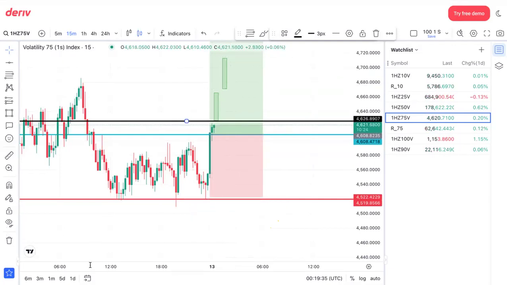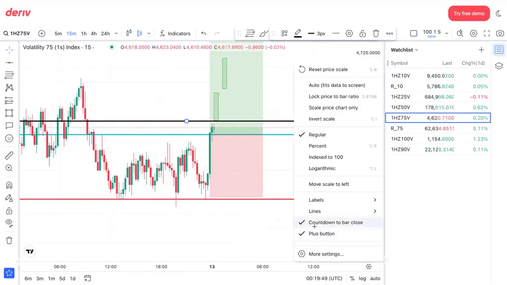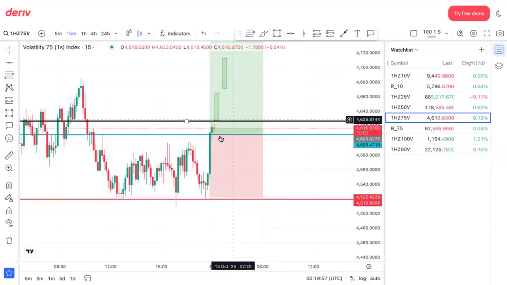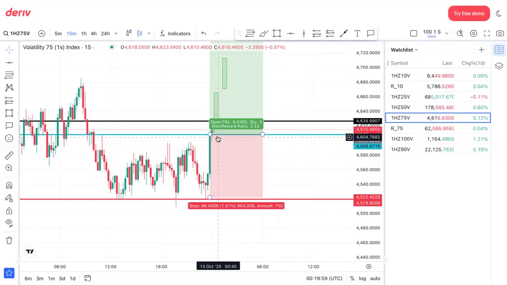Where do I see how long before the candle closes? To your right. It only pops up on your laptop or on your tablet. To activate it, click on the little settings bar down here, and then click on countdown to bar close. So that's the only time you're going to move your stop loss in profit.